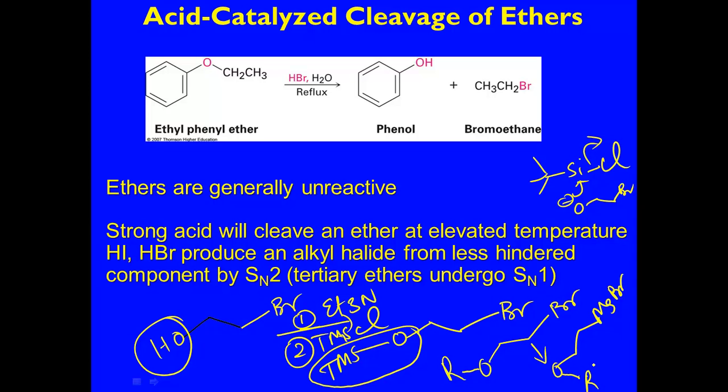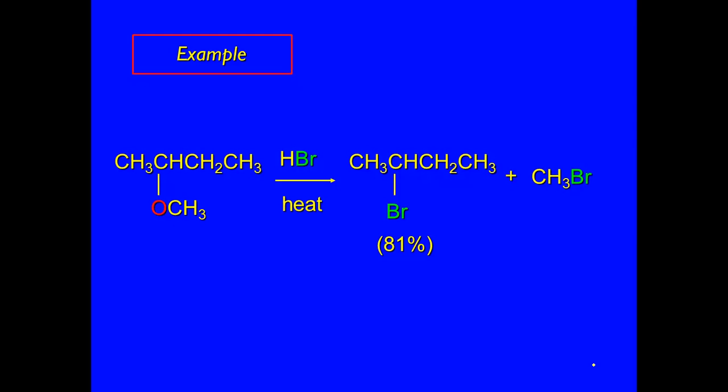So ethers can be cleaved using strong acid. If you have hydrogen bromide or HI, we can reflux them and they will undergo some reactions at this carbon-oxygen bond, and you can regain your alcohols and alkyl halides. This is the reverse way of making ethers. We talked about that: Williamson ether synthesis makes the ethers. Acid cleaves the ethers to get the alcohol back. Okay? They're generally unreactive. You need strong acid.